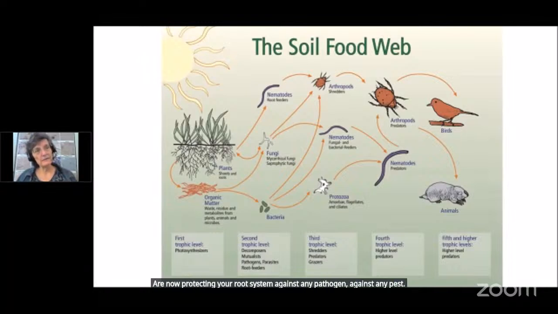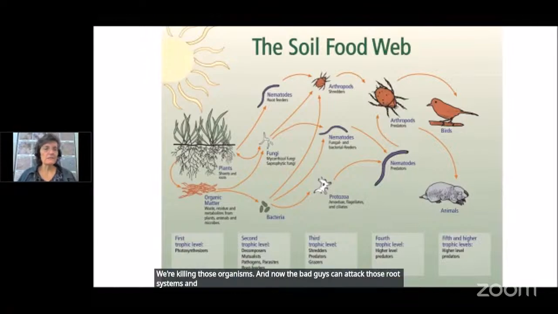When we put on an inorganic fertilizer, when we put on a pesticide, we're killing those organisms. And now the bad guys can attack those root systems and nobody's going to object. There is no protection left on that plant. And so open infection courts, diseases very easily get in. There's no one to protect.